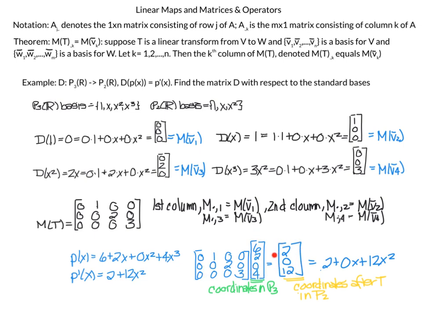So this is the vector represented in P2 now, because we've done the transformation. So this vector, rewriting it in terms of a polynomial, these are our coefficients. That's 2 times 1, 0 times our second basis vector, which is x, and then 12 times our third basis vector, which is x squared. So you can see we get 2 plus 12x squared, which is the same thing we had when we took the derivative the old-fashioned way.